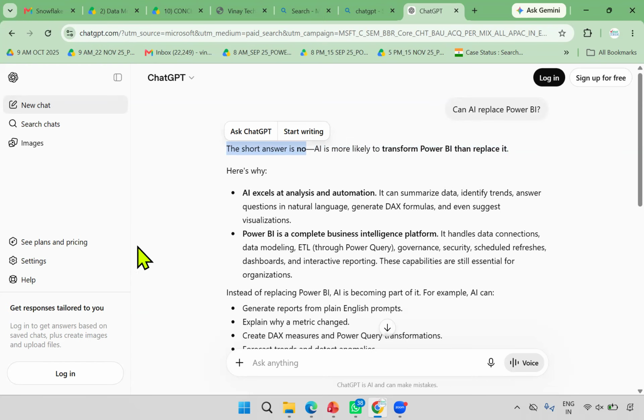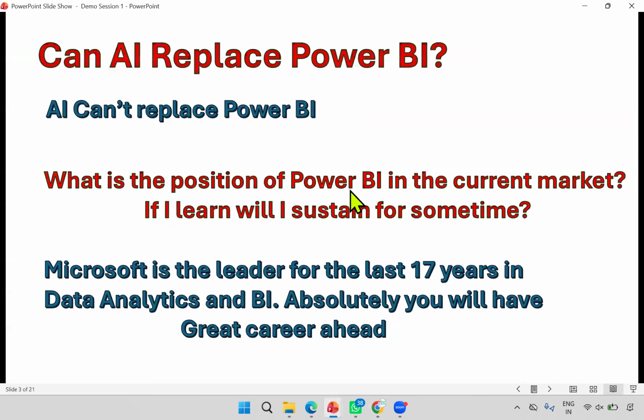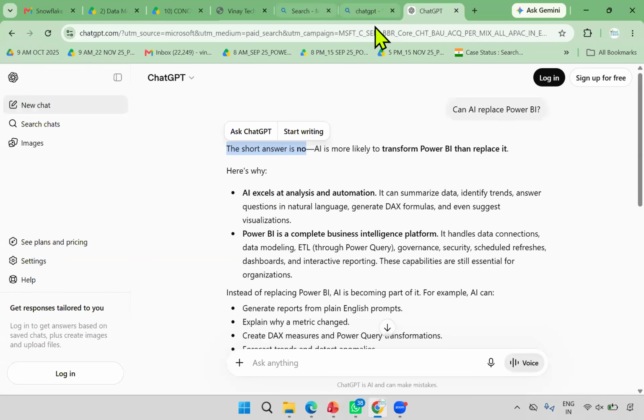Second question. What is the position of Power BI in the current market? If I learn Power BI, will I sustain? My friend said there is no market for Power BI. Is it true? Microsoft has been a leader for the last 17 years in data analytics and BI. Absolutely, you will have a great career ahead. No doubt in that. Sir, how come I believe, sir? Yeah, we'll see the Power BI market.